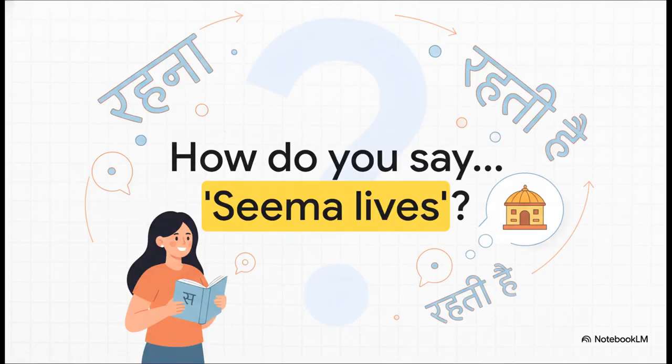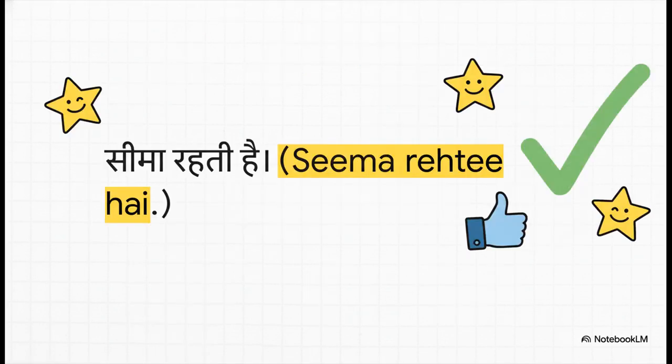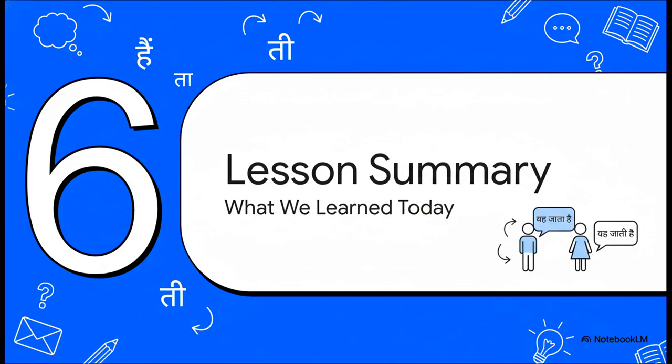All right, here's the next one. Think about the verb for live, रहना. How would you say Seema lives? And remember, Seema is a feminine name. Take a moment, say the sentence. And the answer is Seema rehti hai. We use that feminine ti hai ending because we're talking about Seema. You're doing so great. This is exactly how you build the language muscle. That was some excellent practice.